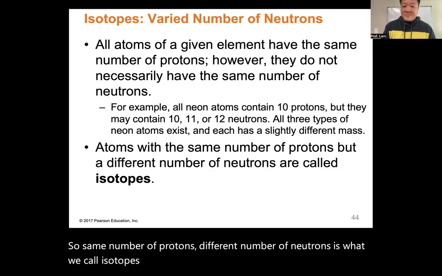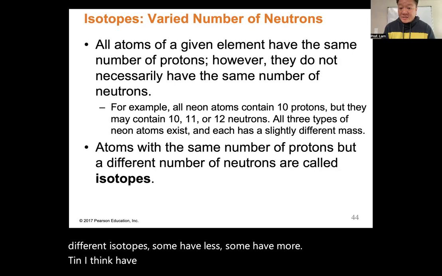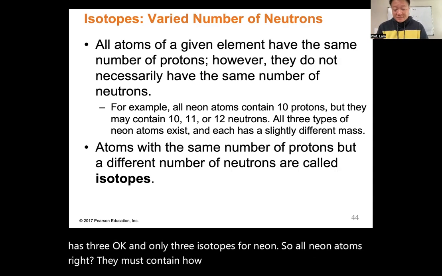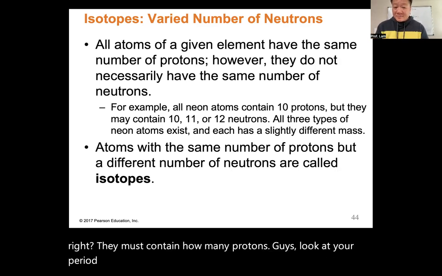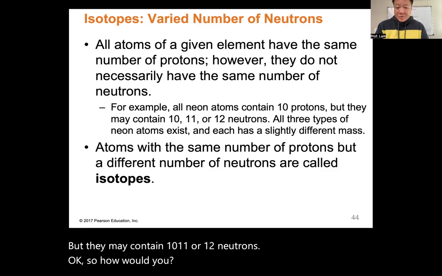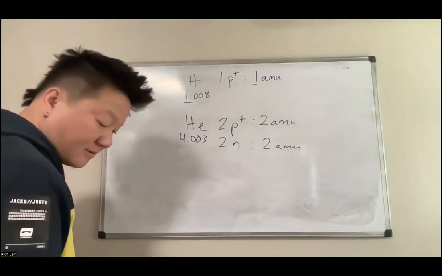Now, every element on the periodic table will have different isotopes. Some have less, some have more. Tin, I think, has almost 20 different isotopes, whereas neon only has 3. Okay, there are only 3 isotopes for neon. So all neon atoms, right? They must contain how many protons, guys? Look at your periodic table. It should be 10, right? But they may contain 10, 11, or 12 neutrons. Okay, so how would you write that? Let's switch to here.